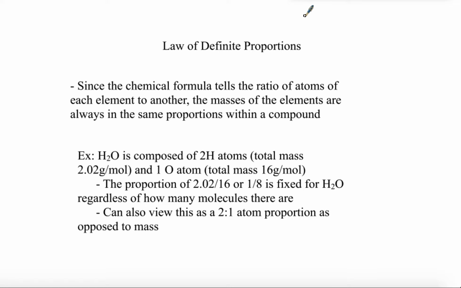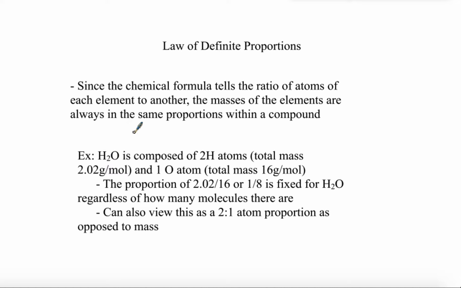And that means if you always have that same compound, that ratio is always going to be the same regardless of how much of that compound you have. For example, H2O is made out of two hydrogen atoms and one oxygen atom. Meaning, if I ever have a 2 to 1 ratio of hydrogen to oxygen, it's going to be H2O. Rather, this ratio is going to be fixed for this compound.